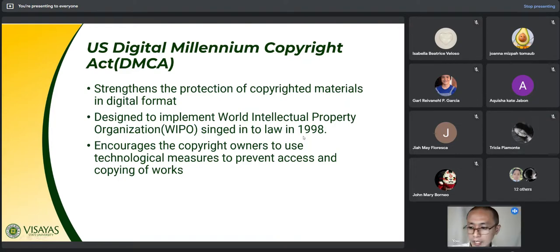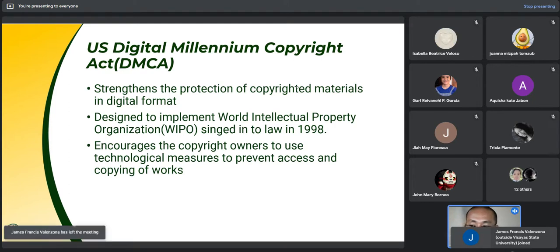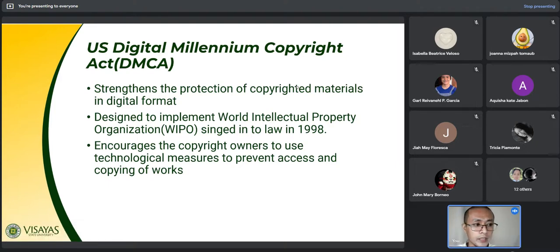Okay, so since, class, our materials are now digitally accessible, there's also a possibility that the copyrights of these digital formats can easily be infringed. So in that instance, there's really a need to strengthen how to protect these materials which are in digital format, because, class, those materials can easily be accessed. Once you have a computer and internet, you can really access these materials. So with that idea, they felt the need to strengthen the protection of the rights of the copyright owners.